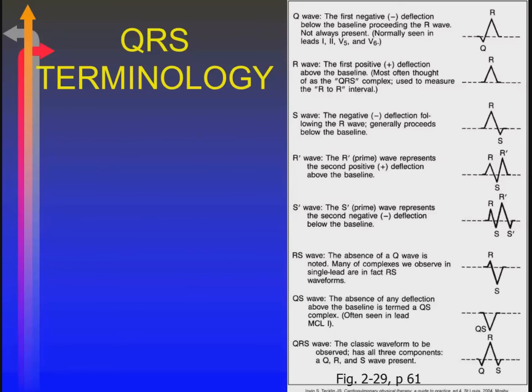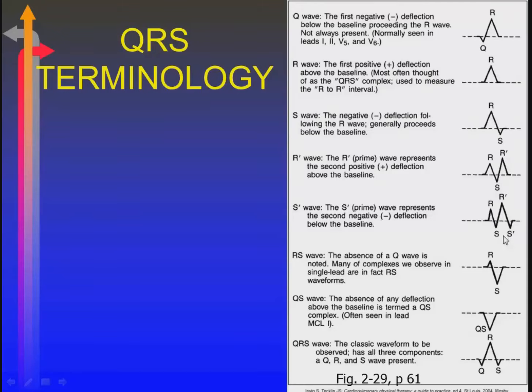Multiple ways to define this. This is out of your text. Here I have a Q wave as the first negative deflection. The R wave is the first positive deflection. I might just have an R wave. I might have an R wave and an S wave: an R wave, positive deflection, S wave, negative deflection. Another positive deflection? Yes, we call that R prime.